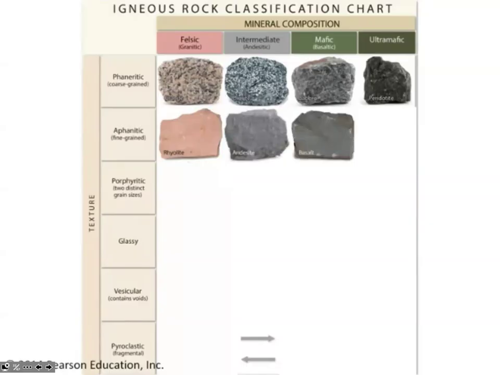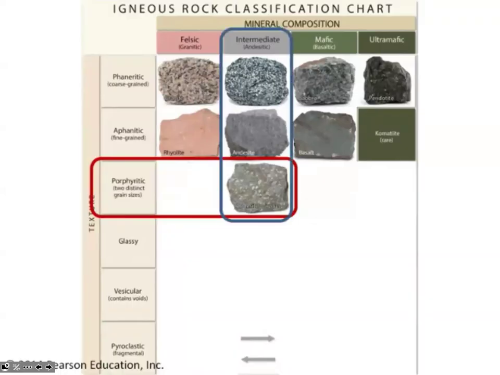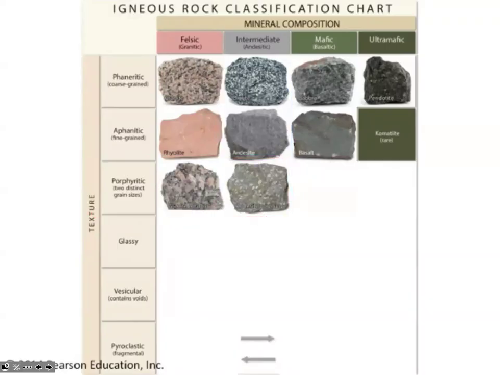There's another kind of rock called a komatiite, which is not very common, which is basically an ultramafic volcanic rock, but for most purposes, you're not going to need to know what a komatiite is. Let's consider the next textural row here, which is a porphyritic texture. Remember, that means two distinct grain sizes. Say we have an intermediate composition, that would be an andesite porphyry. Similarly, a granitic composition could give us a granite porphyry, or a basaltic composition might give us a basalt porphyry.